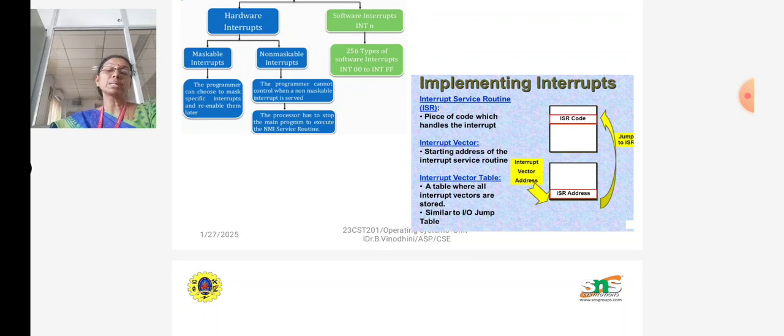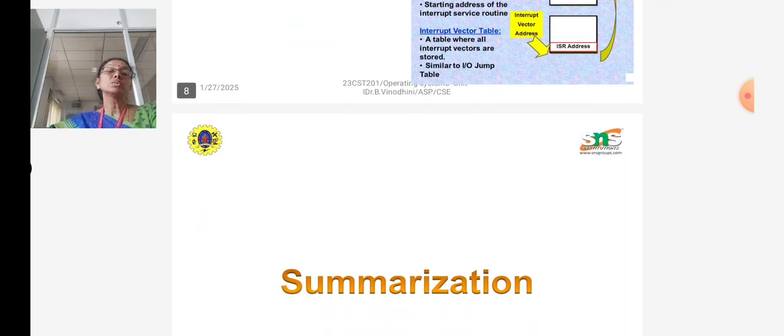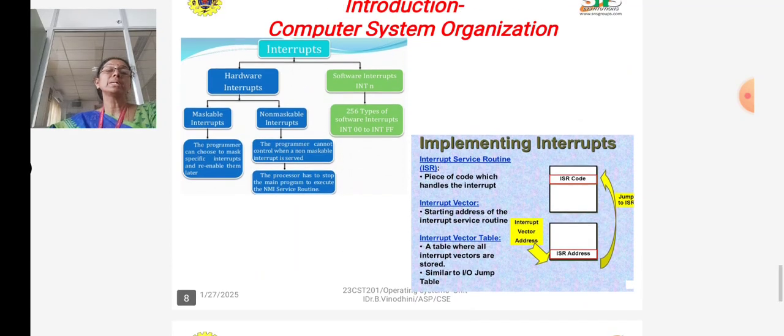Once the interrupt occurs, the interrupt service routine is called. The interrupt vector gives the starting point of the interrupt service routine, and from there the interrupt is handled. Finally, after completing the routine, control goes back to where the interrupt occurred. The set of interrupt vectors is stored in the interrupt vector table. This is how the interrupt is implemented.